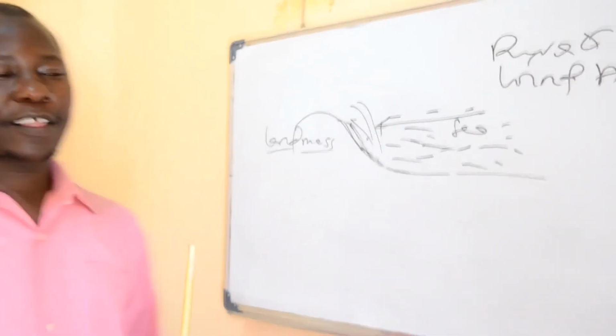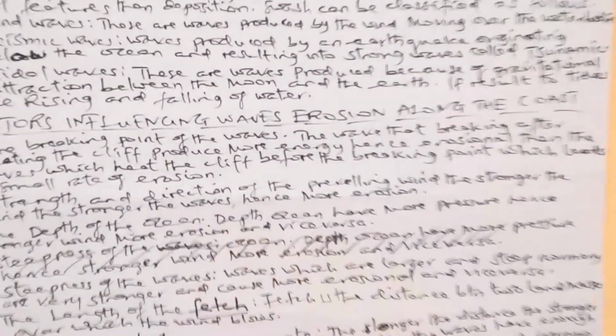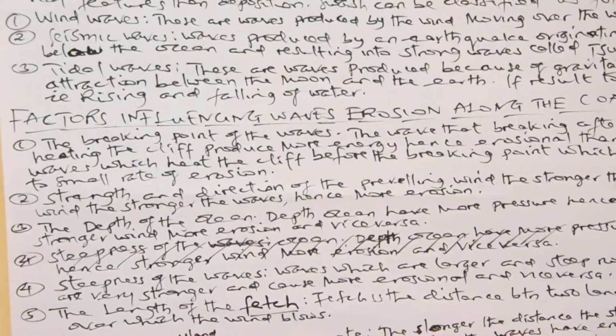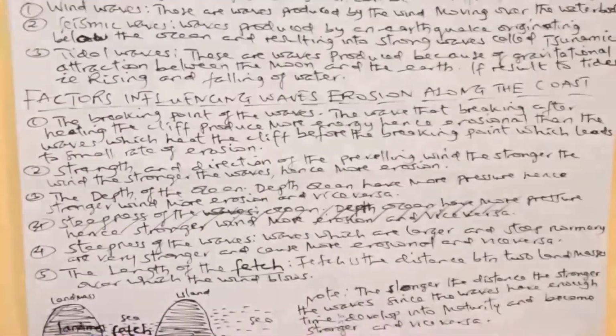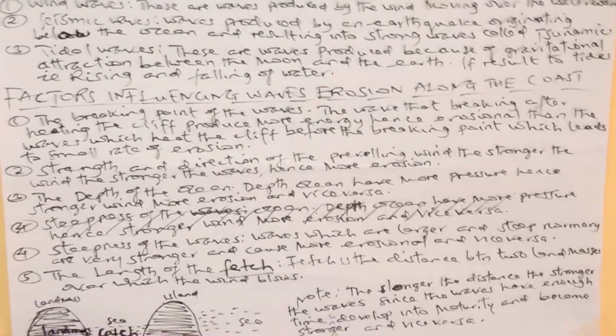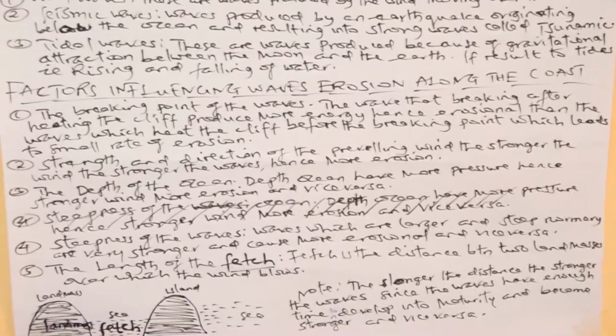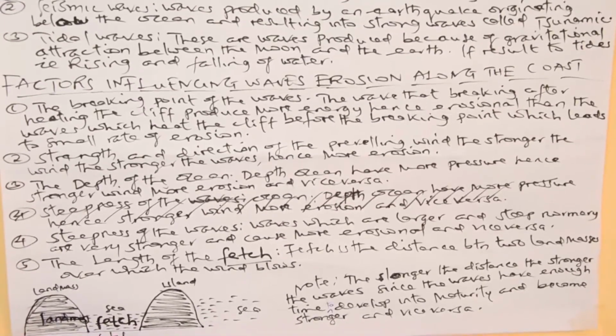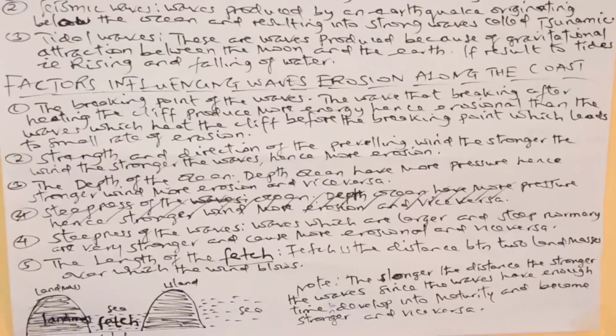Okay. Another factor that influences the wave erosion along the coast is the depth of the ocean. Deep ocean has more pressure, hence strong waves and more erosion, and vice versa. Here I mean that wherever the ocean is deep, the prolonging of wave action will be higher than in an ocean which is shallow in nature.